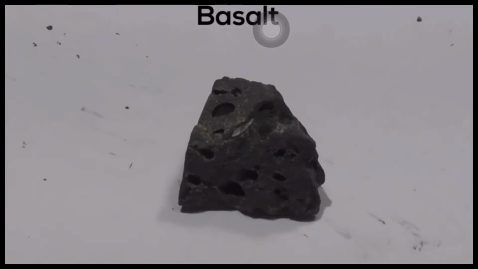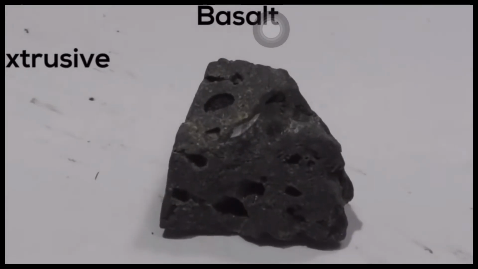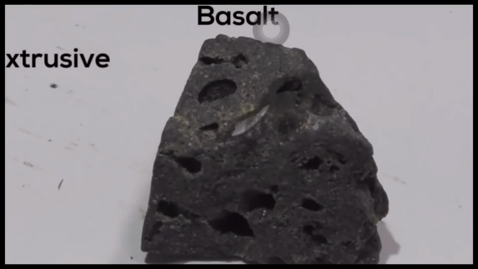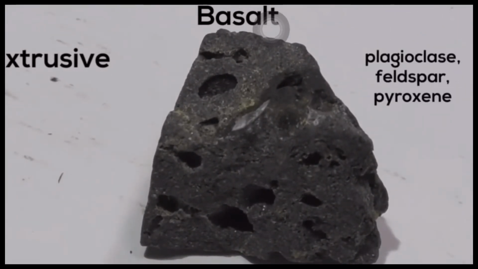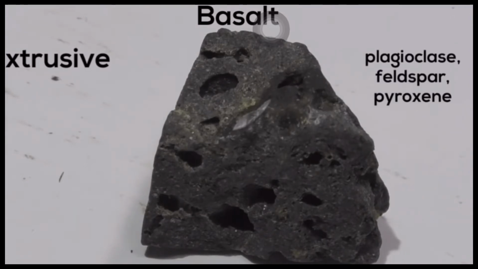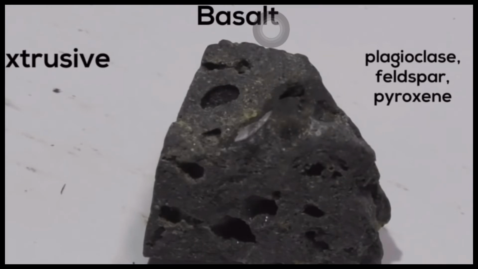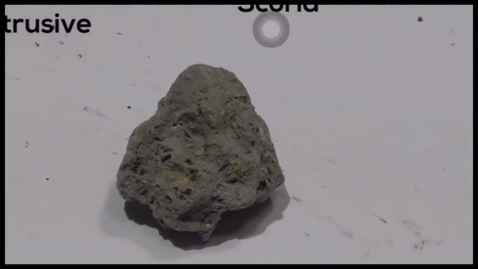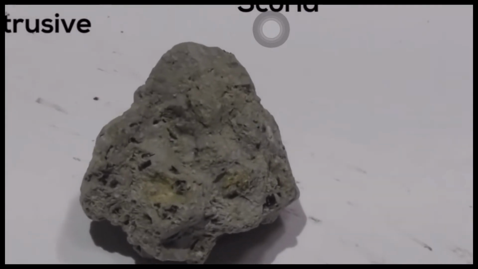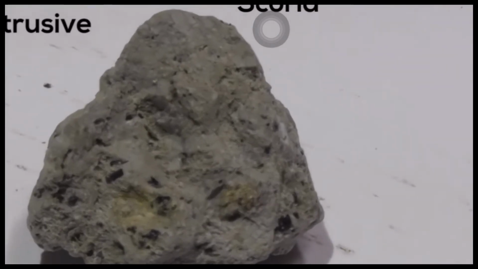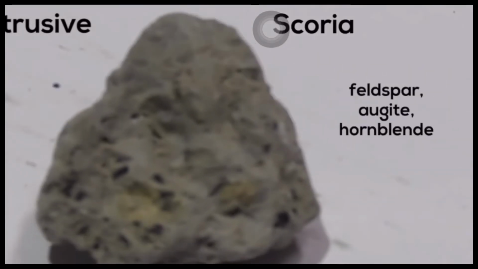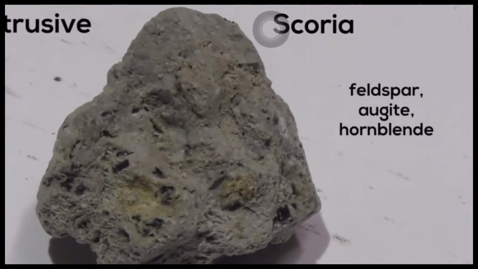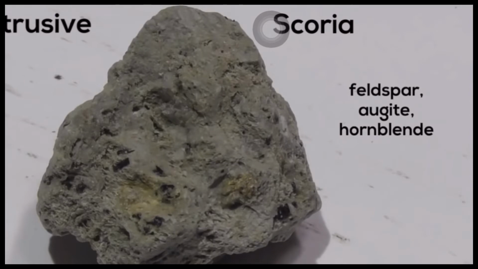Next is basalt. It's an igneous, extrusive rock. It is made up of plagioclase, feldspar, and pyroxene. It is dark and dense and is very fine grained, and it has a hardness between 5 and 6. So there's basalt. Next, we have scoria. It's an igneous volcanic rock. It's made from feldspar, augite, and also hornblende. It is basalt with cavities filled with other minerals.